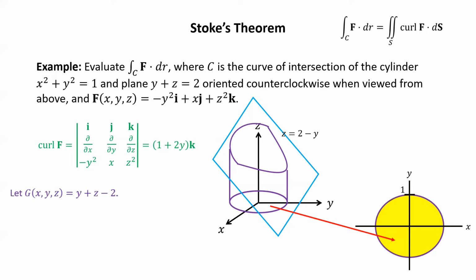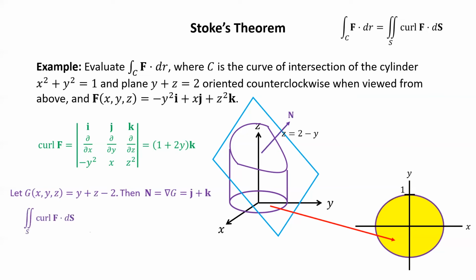So let's let g of x, y, z equal y plus z minus 2. In other words, I'm taking the equation of the plane and bringing everything over to one side of the equation. Then the normal vector that we're looking for is just the gradient of g, which is just j plus k. We want the normal vector that's pointing in the upward direction because we're given that the orientation of the curve is counterclockwise when viewed from above. So in order for the surface to be on the left, we need to use the upward normal vector.